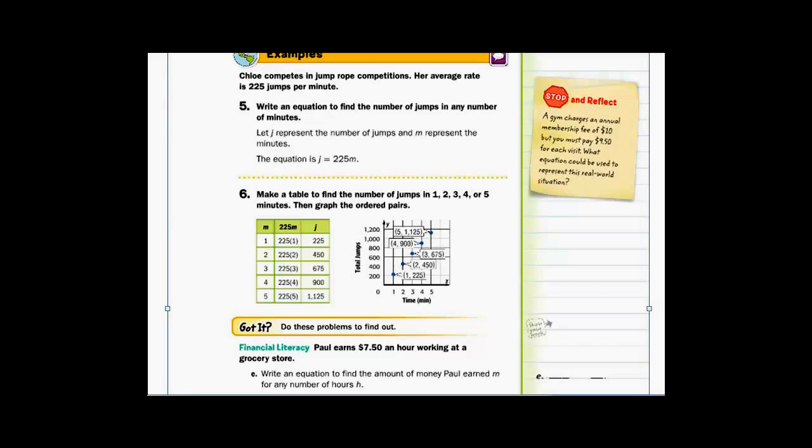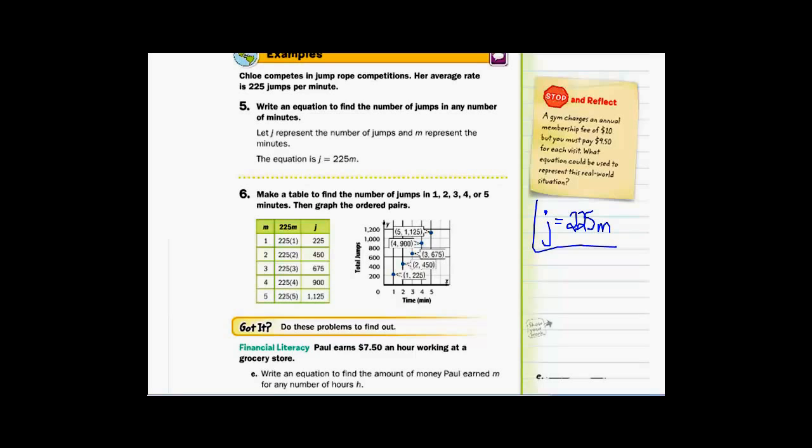All right, Chloe competes in jump rope competitions. Her average rate is 225 jumps per minute. So let's use some common sense here and write our equation. Total amount of jumps, J, is equal to 225 jumps per minute. So 225 jumps for every minute that I'm doing it. So if I do it for 2 minutes, I'm taking 2 times this. If I do this for 5 minutes, I'm taking 5 times 225. That will give me a total. All right, so here's my equation. Exactly what they have right here.